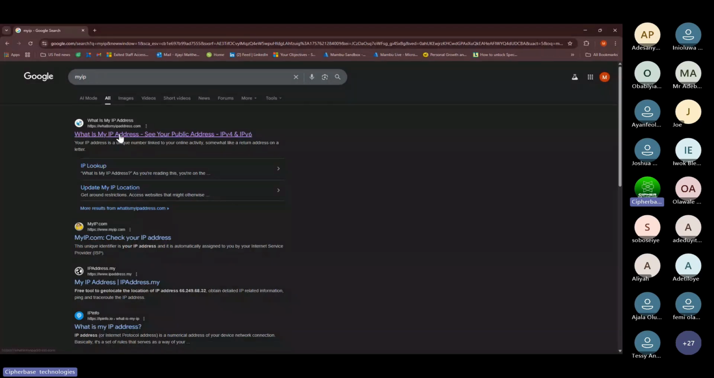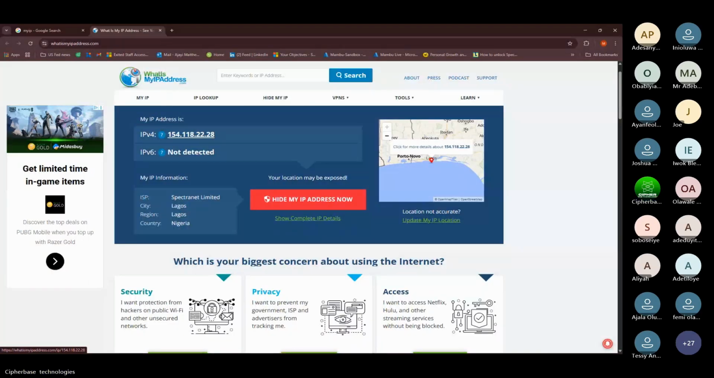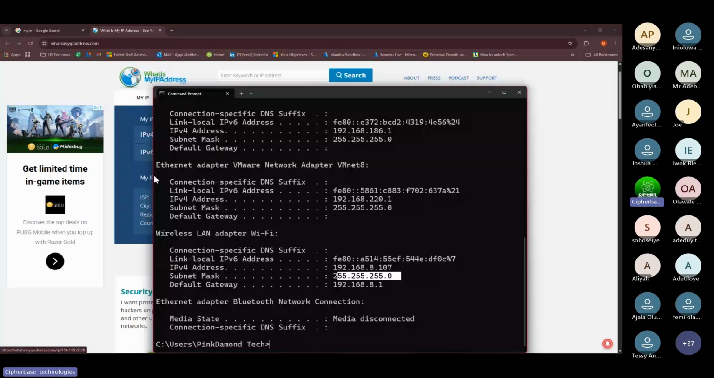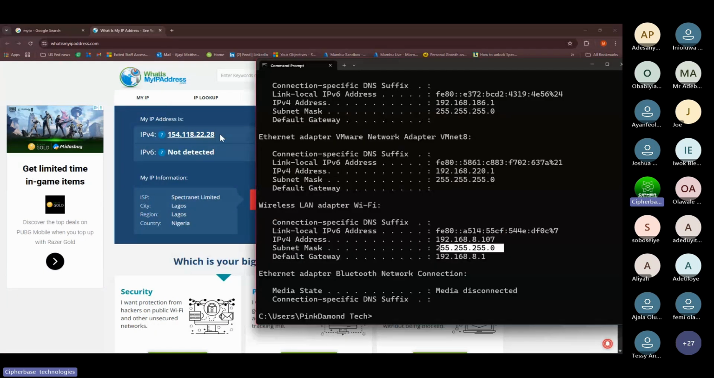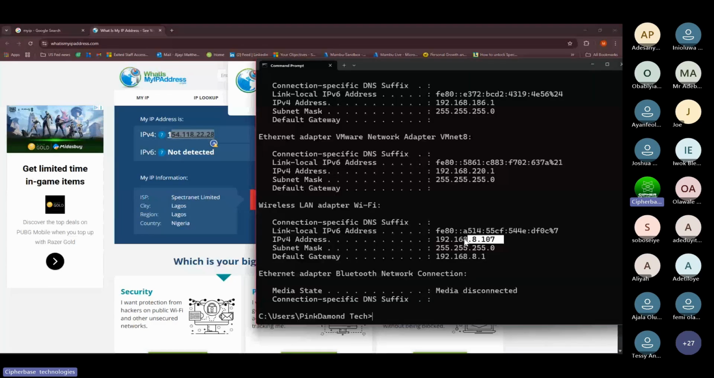You will notice that this one is different from the one I showed you using the command prompt. This is my public IP, and the one I pinged for you earlier is my private IP. This one can only be assigned in offices, your home, or school. You can never see this on the internet.